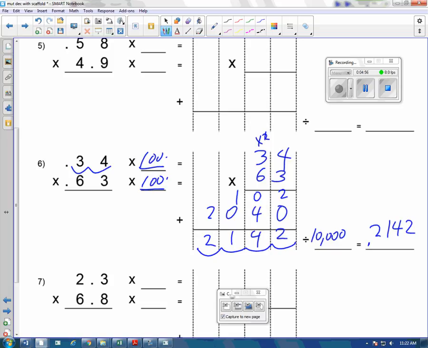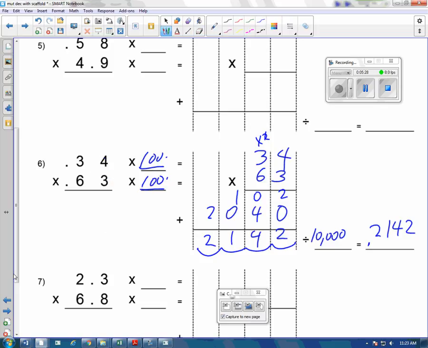Let's go back and see if this makes sense. This is a number less than 1 multiplied by another number less than 1, which means that my product is going to be less than both of them. Not just less than 1, but less than both of them, right? Because it's going to be smaller than 63 hundredths, because I only have 34 hundredths of 63 hundredths. It's going to be smaller than 34 hundredths because I only have 63 hundredths of 34 hundredths. Okay, so my answer does make sense.